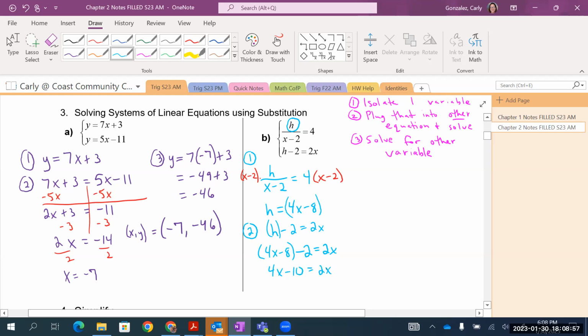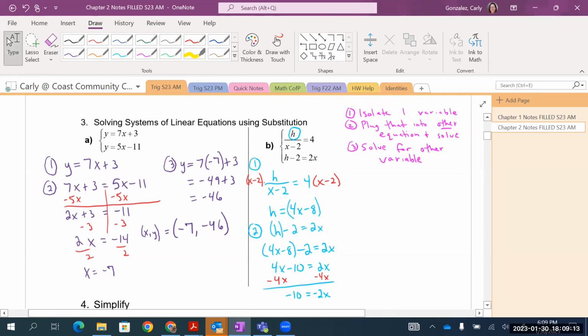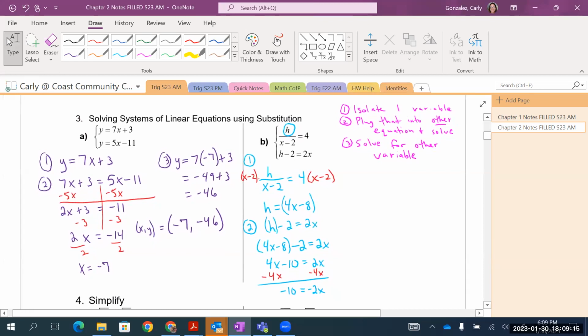And I have x's on both sides again. So I'll subtract 4x from both sides in this situation. And I get negative 10 equals negative 2x. Dividing both sides by negative 2, we get x equals 5.